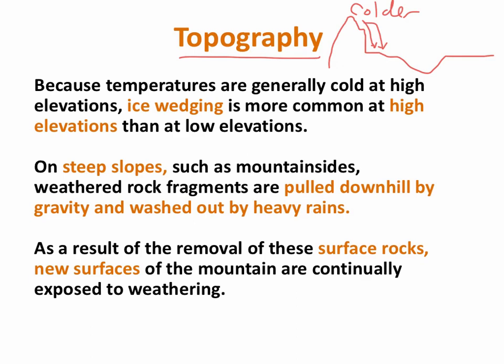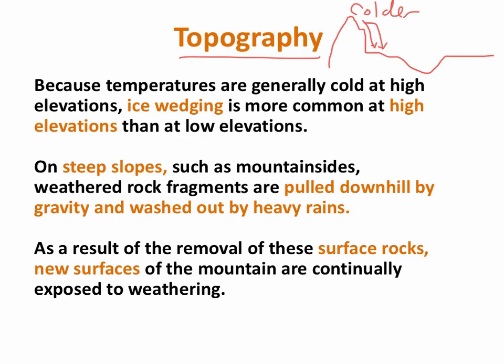If there's a bunch of sediment sliding down a hill, tons of weathering is taking place, right? We're getting millions of pounds of rock rubbing against one another, pushing down that slope and pulling more sediment with it, causing tons and tons of weathering. As a result of the removal of these surface rocks, new surfaces of the mountain are continually exposed to weathering.